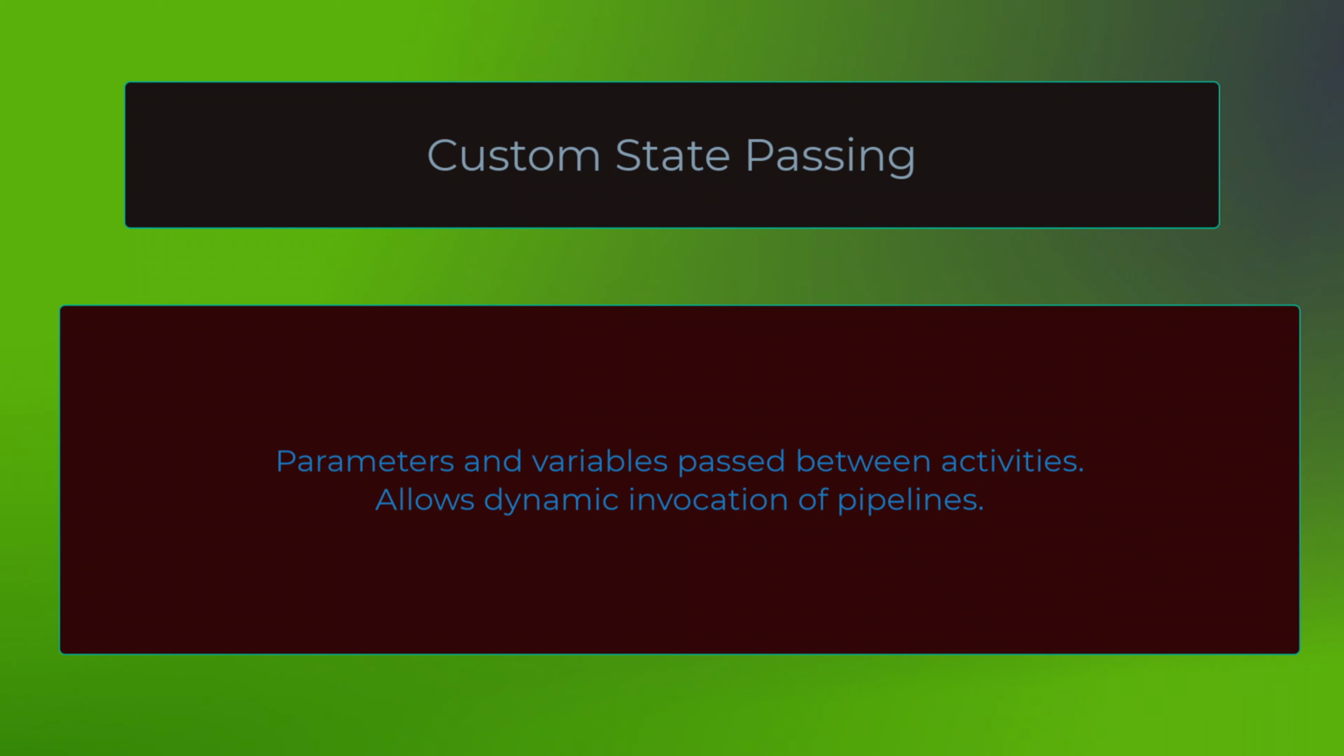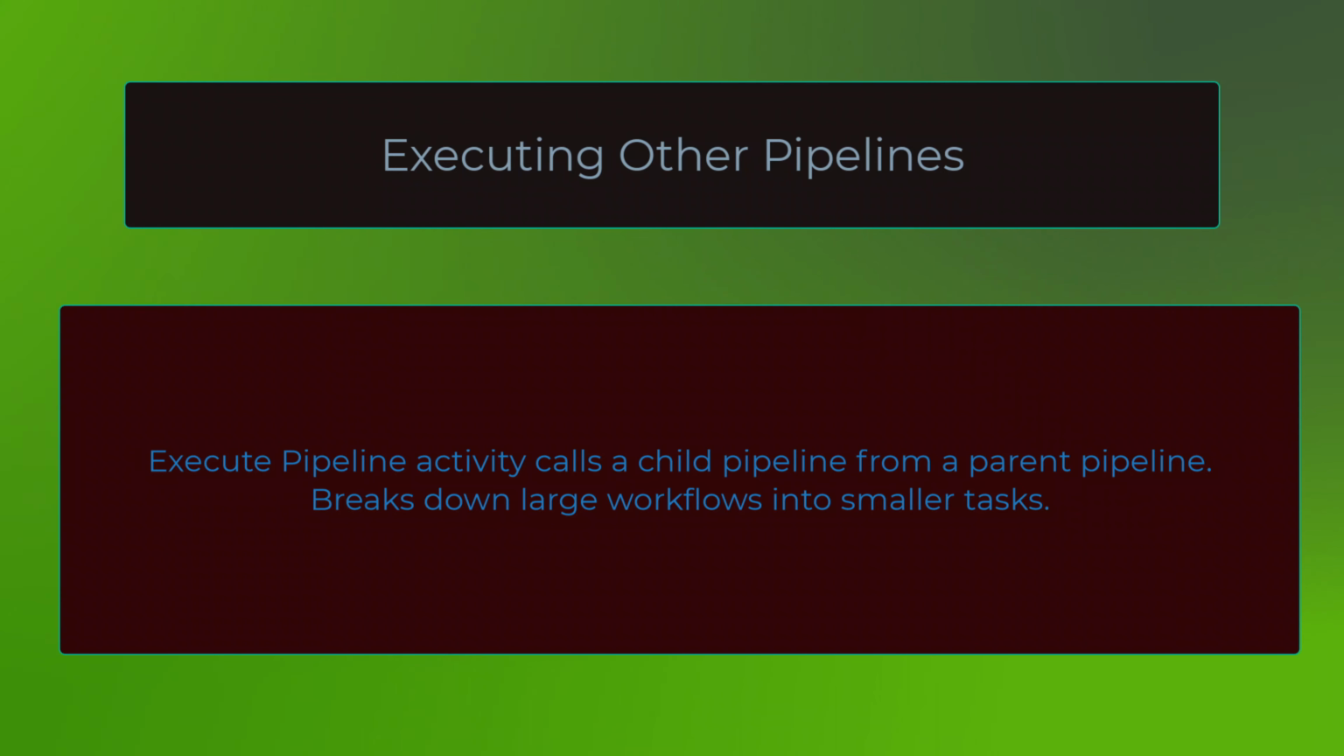Speaking of invoking other pipelines, you can use the execute pipeline activity to call a child pipeline from a parent pipeline. This helps break down large, complex workflows into smaller, manageable ones.